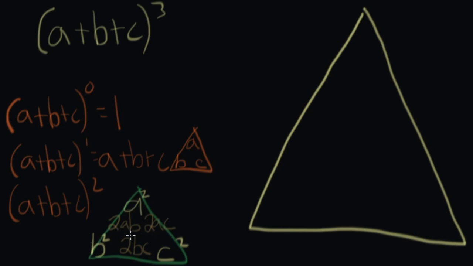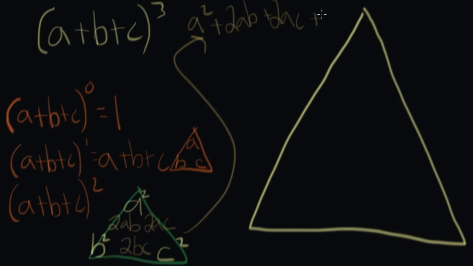And your final answer would be, let's go way over here, you'd get a squared plus 2ab plus 2ac plus b squared plus 2bc plus c squared. Oh, it's craziness, right? Absolutely craziness. So back to our original question, what happens when you cube a trinomial? What happens when that happens?